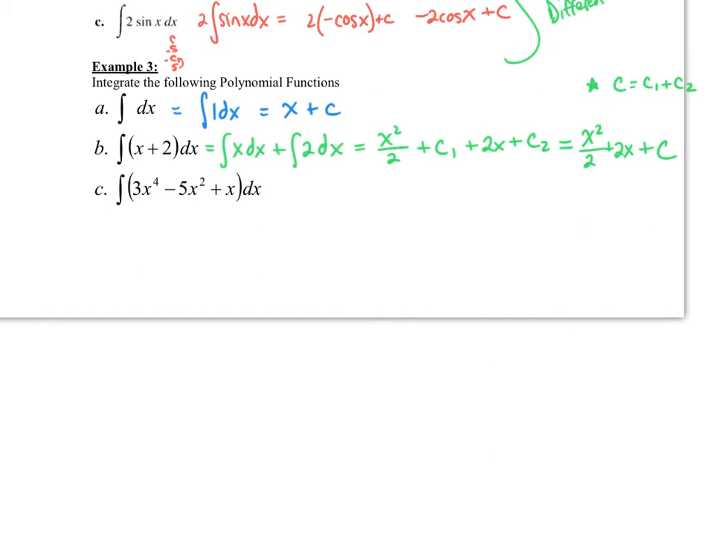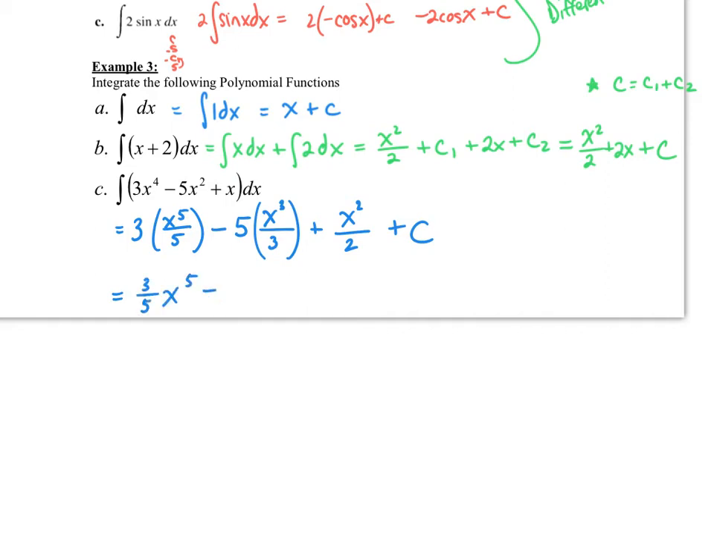And so likewise with this case, you don't have to write it out the long way. You can go right into it. For example, 3 is a constant. If I do my power rule, I have x to the 5 over 5 minus 5 is a constant. X to the 2 plus 1 is 3 over 3. And then for x, I'd have x squared over 2 plus c for all of them. This is the same thing as saying 3/5 x to the 5th minus 5/3 x to the 3 plus 1/2 x squared plus c. All right, it's all the same.